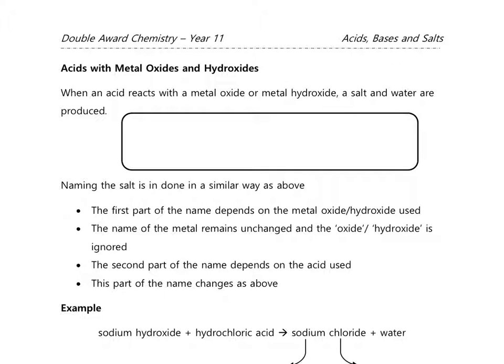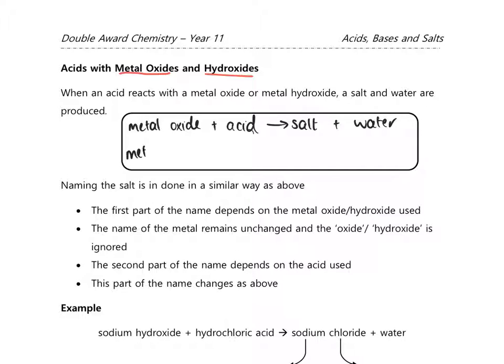The next type of acid reaction that you need to be familiar with is the reaction of acids with not metals, but metal compounds: metal oxides and metal hydroxides. What we find with this is that again they produce a salt, but our side product is not hydrogen, our side product is water. So when a metal oxide reacts with acid, we produce a salt plus water.